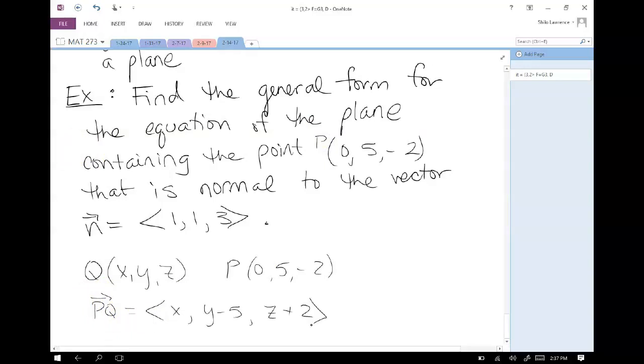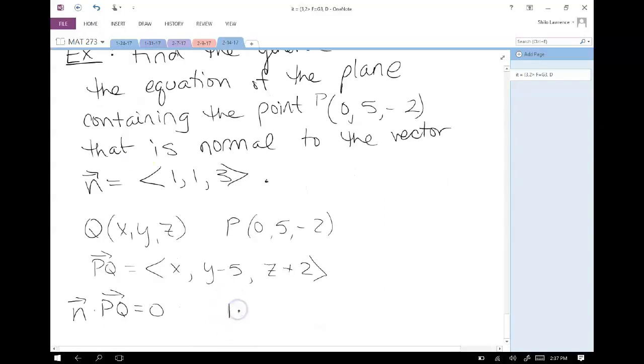So if we do a dot product between this vector that's in the plane and the normal vector, they will always be 90 degrees apart. So that dot product will always be 0. So 1 times x plus 1 times (y minus 5) plus 3 times (z plus 2) will always equal 0. This is the standard form.